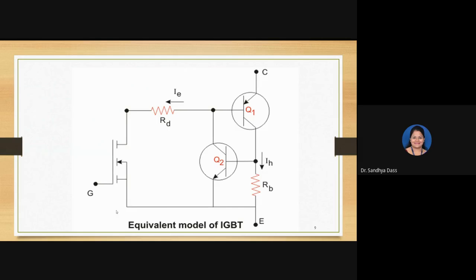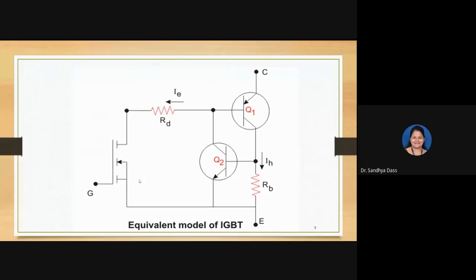So what happens with that? This condition leads to what? If you recall the MOSFET operation, this condition leads to the formation of an inversion layer just below the gate, leading to a channel, right? So because of the channel formation, the current begins to flow from emitter to collector. I hope you can recall the MOSFET operation there.